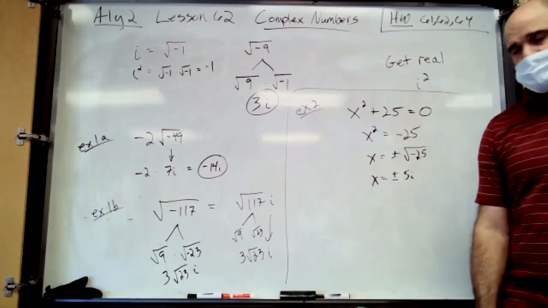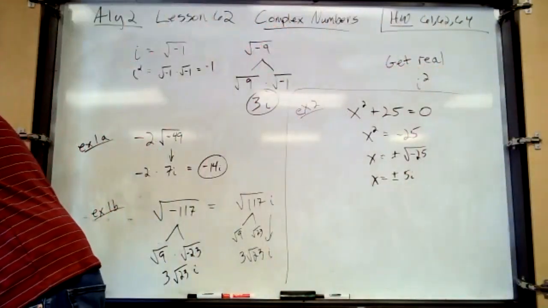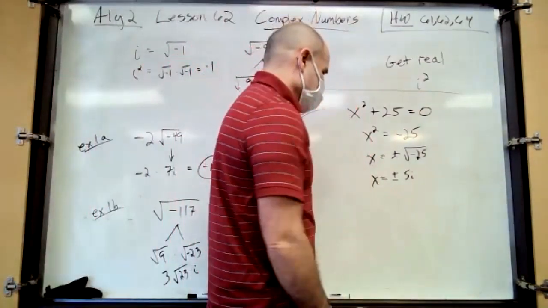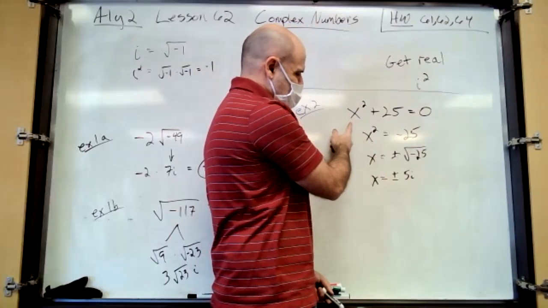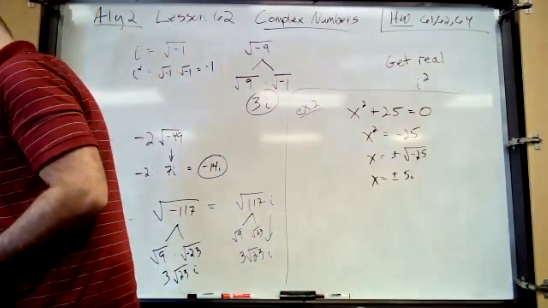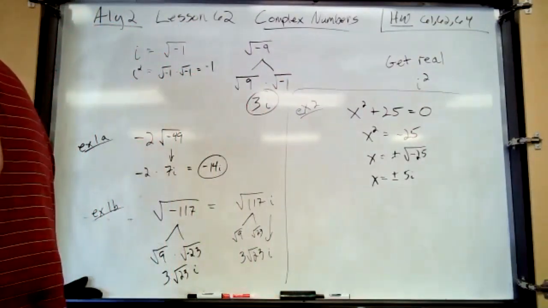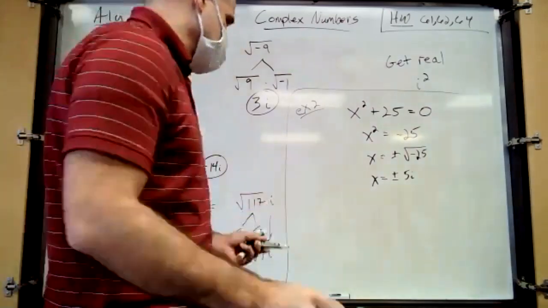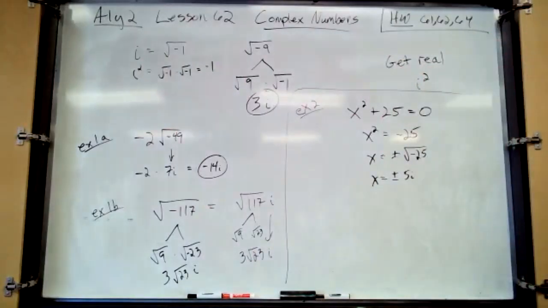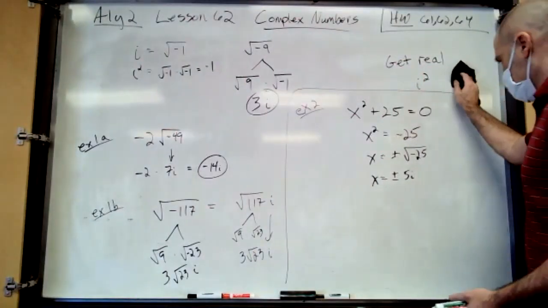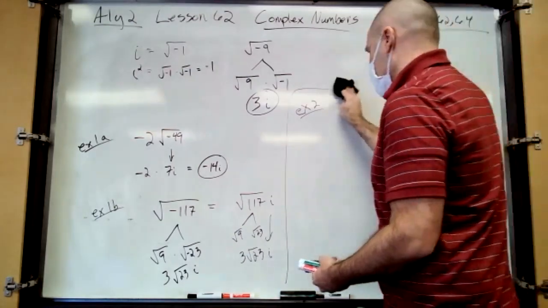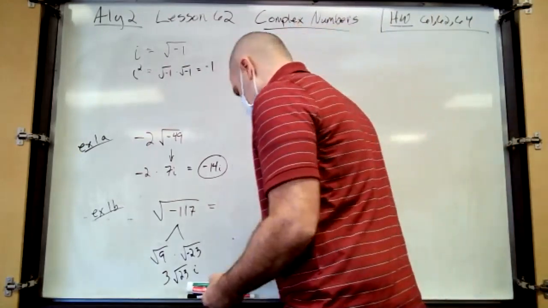All right, and then check it. Make sure it works. Okay, so 5i squared is going to be negative 25 because i squared is negative 1. Okay, so that works. All right, so complex numbers. This all leads us to complex numbers, which is when you have a real number and an imaginary number occupying the same space. Okay, so instead of just 5i, it could be like 7 plus 5i or 7 minus 5i.